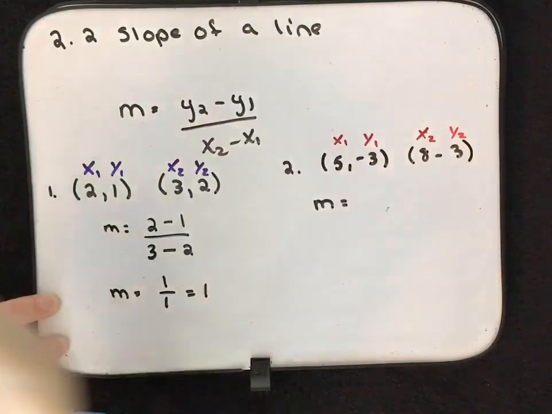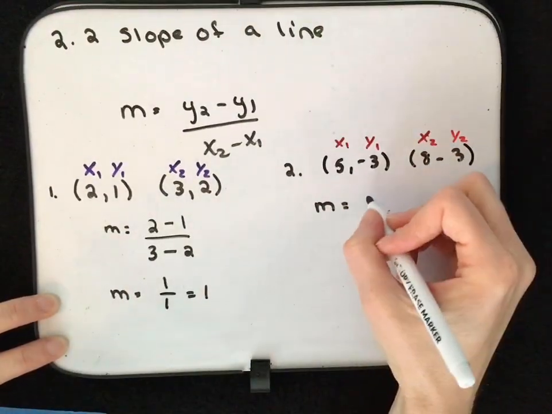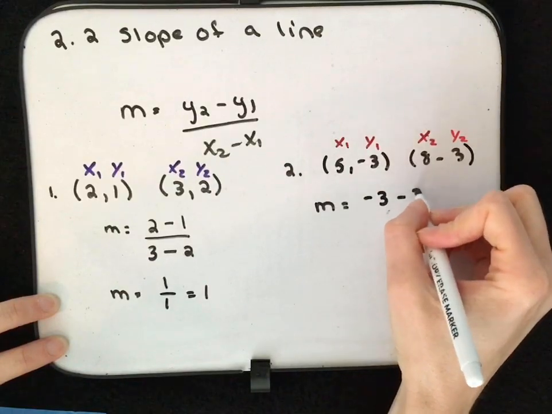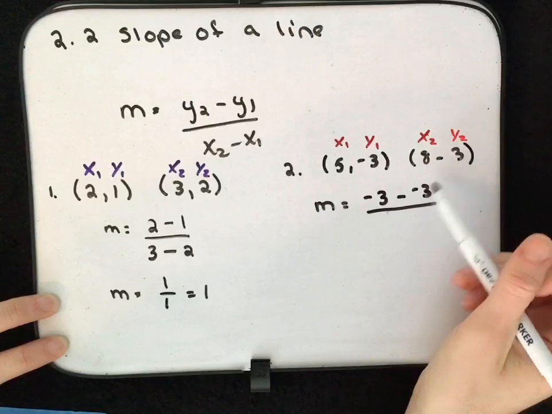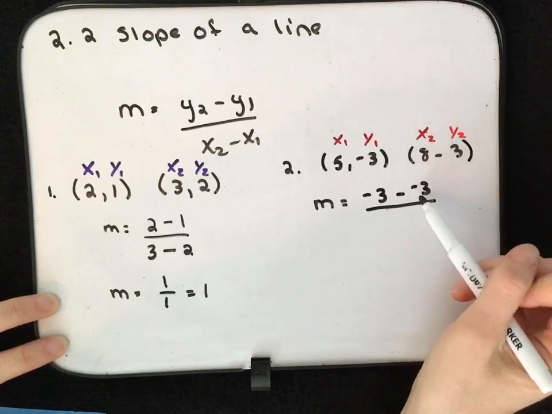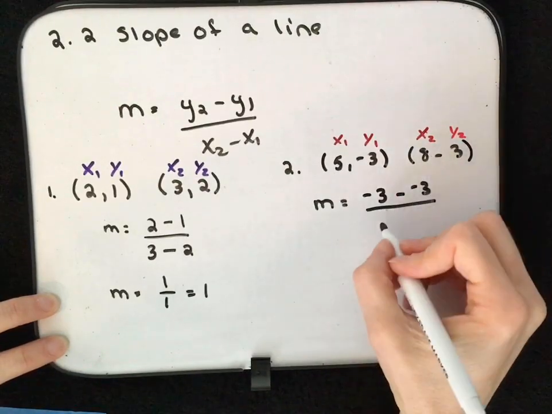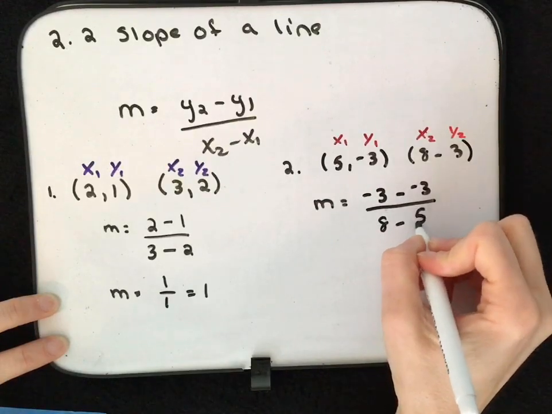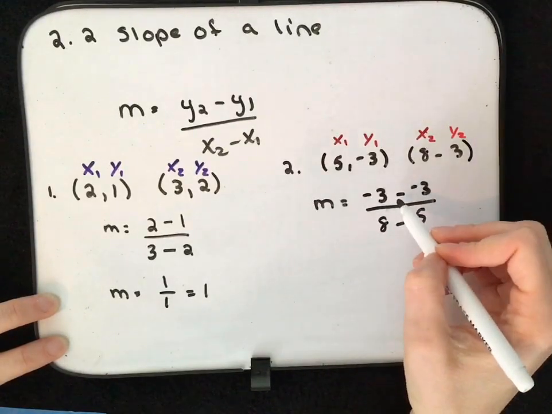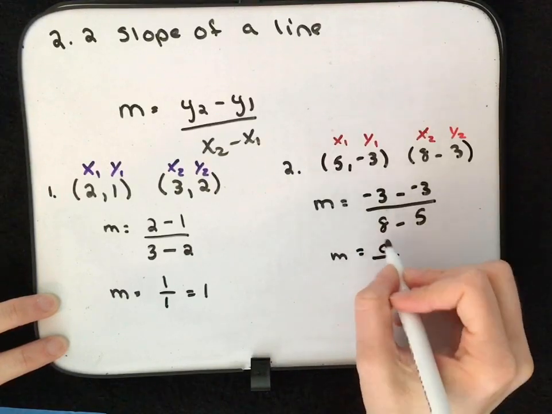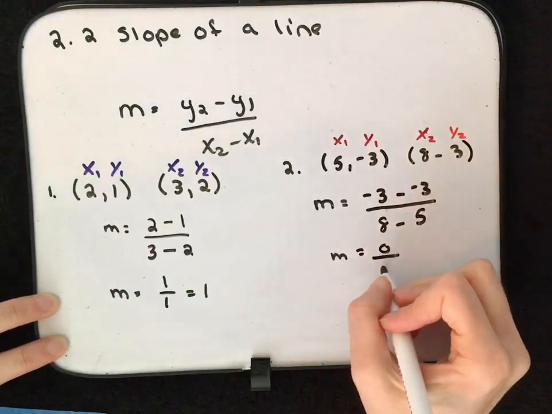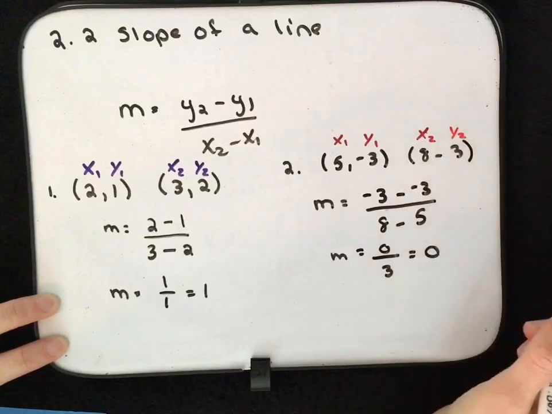Substitute each of those into our formula, and we get negative 3 minus negative 3, y2 minus y1, over x2, which is 8, minus x1, which is 5. Negative 3 minus negative 3, that gives us 0. 8 minus 5, that gives us 3. So the slope here is 0.